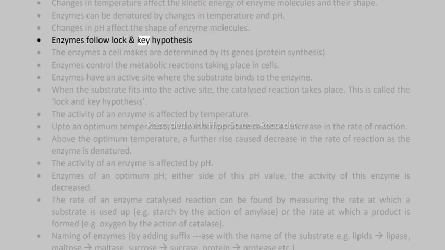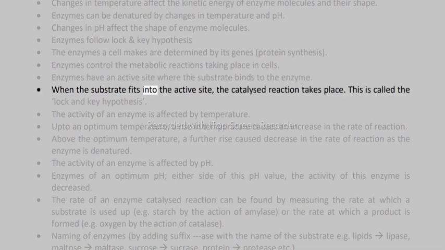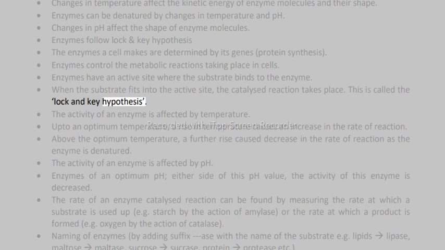Enzymes follow the lock and key hypothesis. The enzymes a cell makes are determined by its genes, through protein synthesis. Enzymes control the metabolic reactions taking place in cells. Enzymes have an active site where the substrate binds to the enzyme. When the substrate fits into the active site, the catalyzed reaction takes place. This is called the lock and key hypothesis.